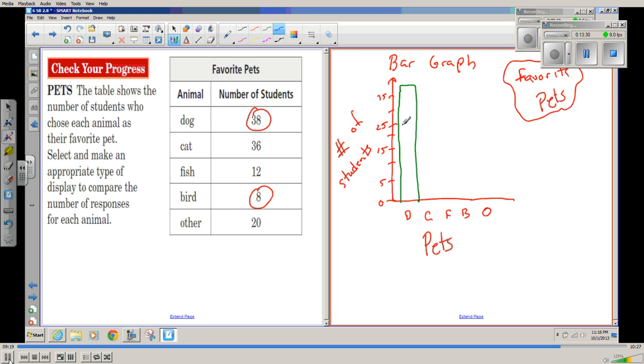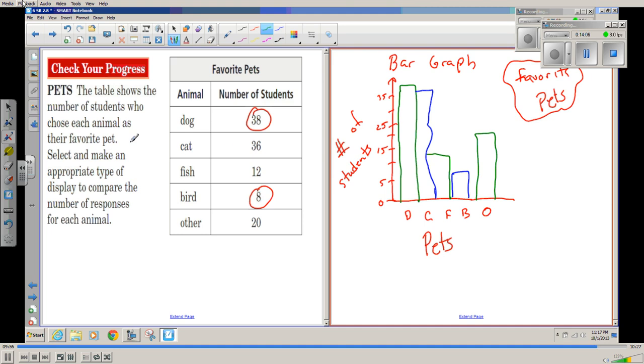Cats are quite popular as well. It goes up to 36. Oh, having trouble drawing my bars. Fish are 12. So there's 10, so 12 is about halfway. So there's fish. Birds are 8. And other types of animals goes up to 20.